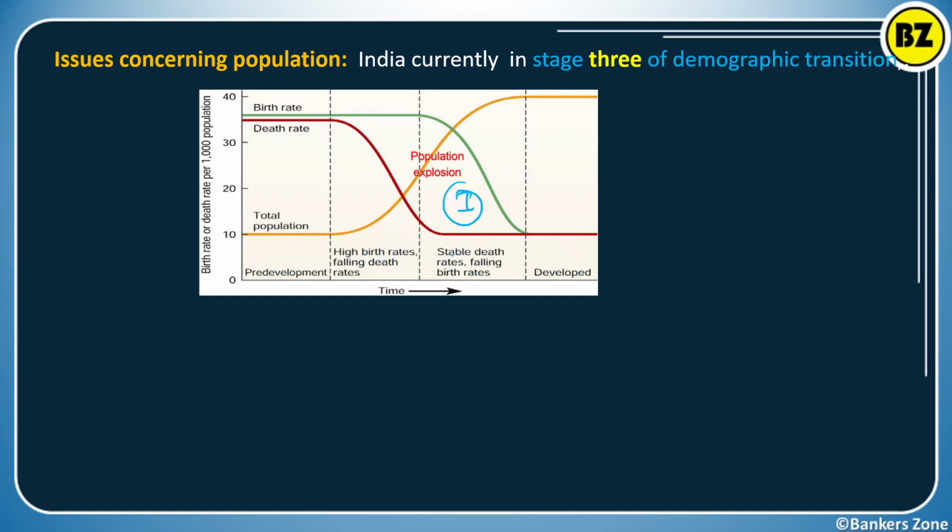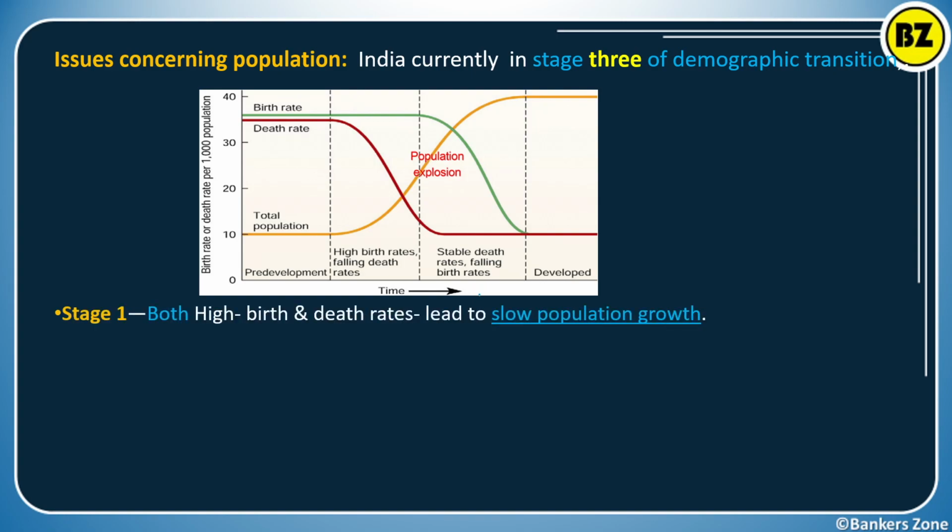Okay, stable death rate, falling birth rate. So what do you mean by it? One by one I will give you the detailed brief. In stage 1, this is the first stage, high birth rate and high death rate, both are high, around 35, right? So here population growth is slow. The population growth is very slow in the first stage. Both the birth rate and death rate are high, that's why the population is increasing very slowly.